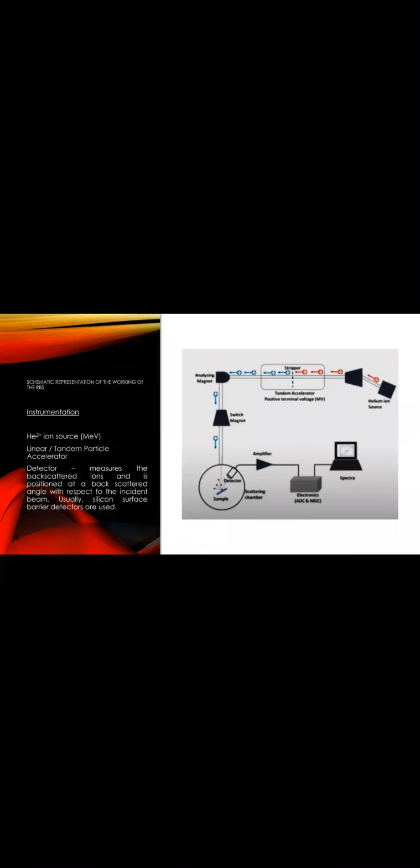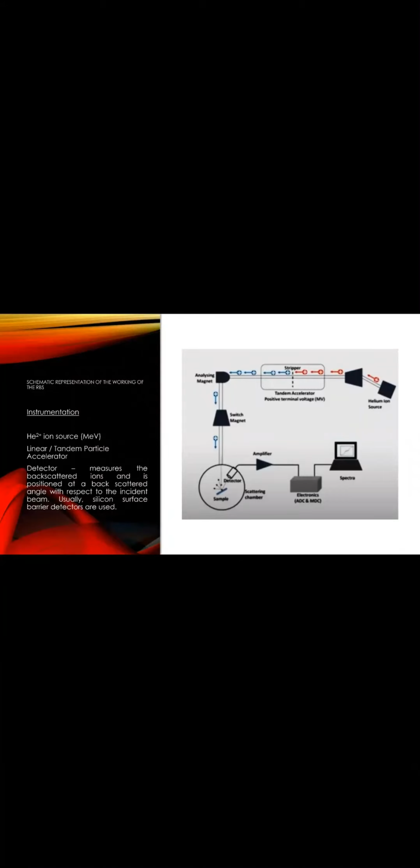This generates highly accelerated helium 2+ ions of approximately 2.25 mega electron volts, directed perpendicular to the sample specimen. During collision, energy is transferred from the incident particle to the target sample. Particles that are backscattered by the surface atoms of the sample are detected by the detector. The backscattered particles generate electronic signals which are amplified and processed by digital electronics, and the output is displayed as an RBS spectrum.